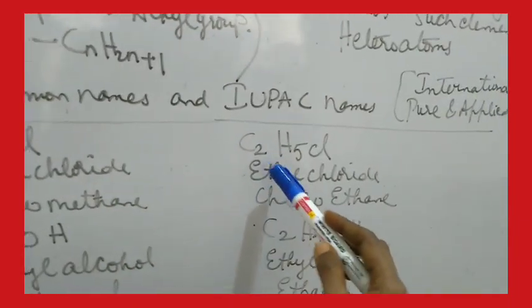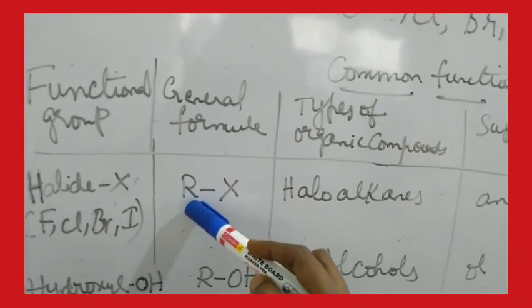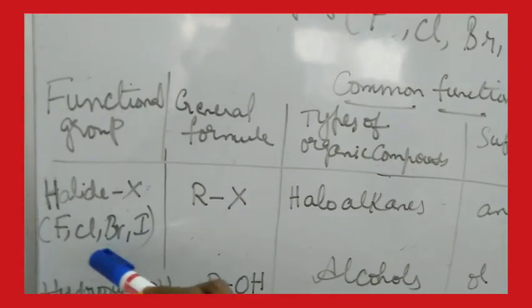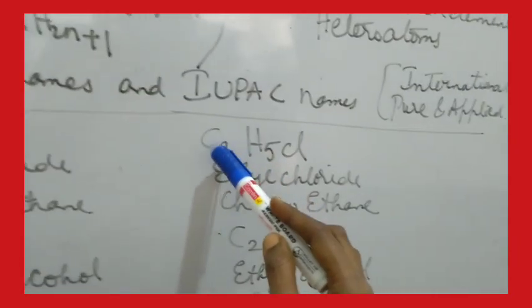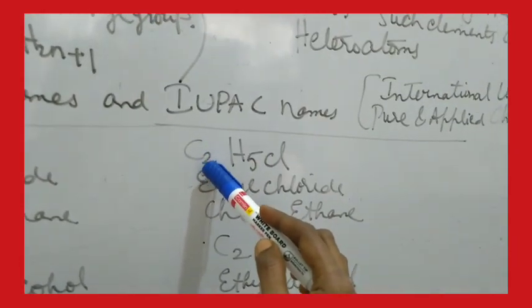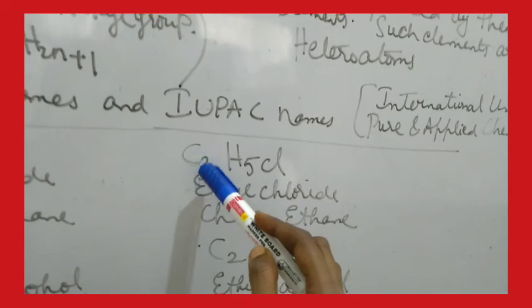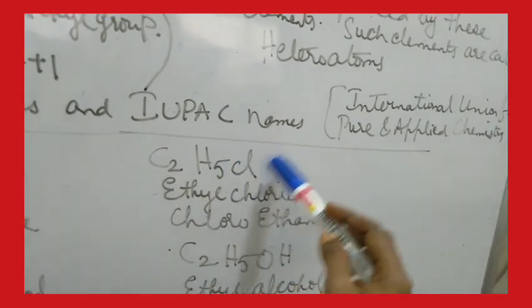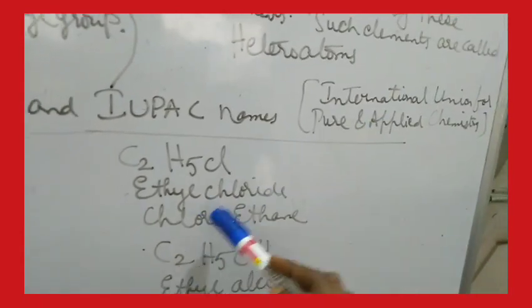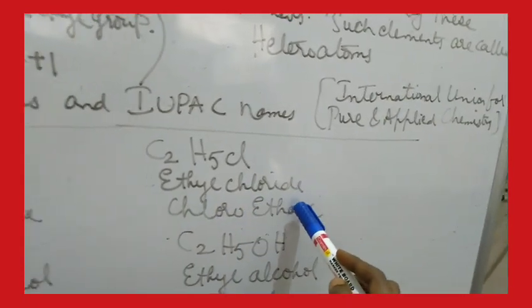One more example is C2H5Cl. Here R I have taken as C2H5 and X I have taken as Cl. When two carbon atoms are there, you call it eth. So C2H5Cl is ethyl chloride, the common name. And what is the IUPAC name? You call it chloroethane.